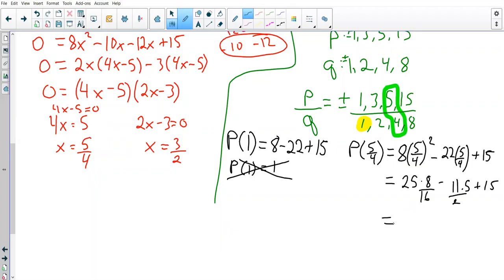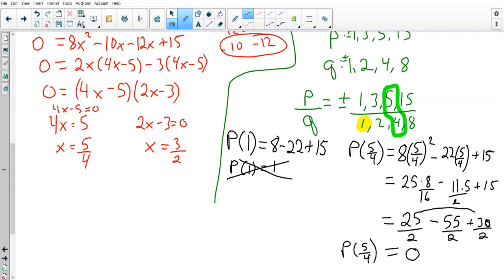So I can reduce the 8 over 16 to a half. So I've got 25 over 2 minus 55 over 2. And I can rewrite 15 as 30 over 2, to get a common denominator so I can add things together. And lo and behold, we see that P of 5/4 is equal to 0, right? 25 plus 30 gives me 55 over 2, minus 55 over 2 gives me 0.